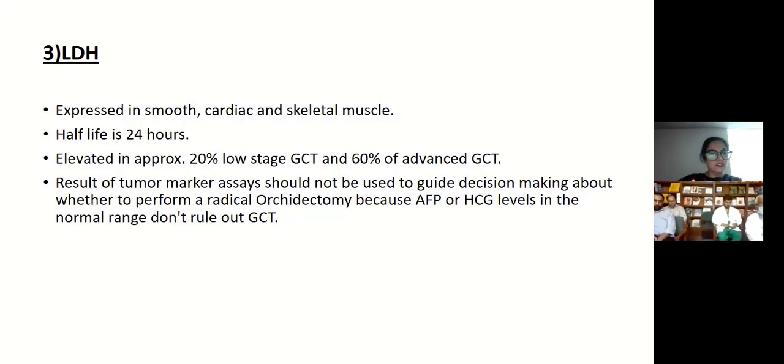LDH is expressed in smooth, cardiac and skeletal muscles. Its half-life is 24 hours. It is elevated in approximately 20% of low-stage germ cell tumors and 60% of advanced germ cell tumors. Results of tumor marker assays should not be used to guide decision-making about whether to perform a radical orchiectomy, because AFP or HCG levels in the normal range do not rule out germ cell tumors.